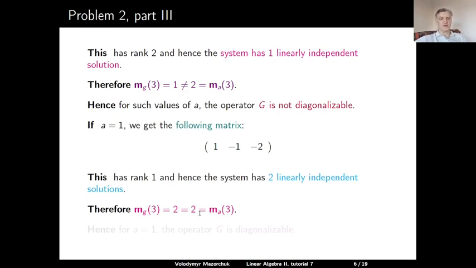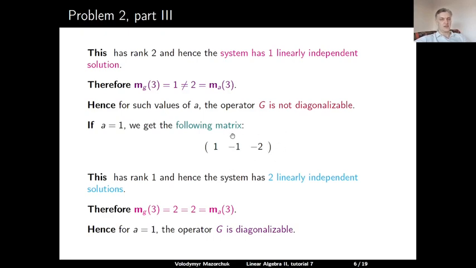So we have that the geometric multiplicity of each eigenvalue is equal to the algebraic multiplicity of each eigenvalue, and the sum of all these multiplicities is the degree of the characteristic polynomial. Therefore, in this case, that is for a is equal to 1, the linear operator G is diagonalizable. So let us determine now the eigenvectors.